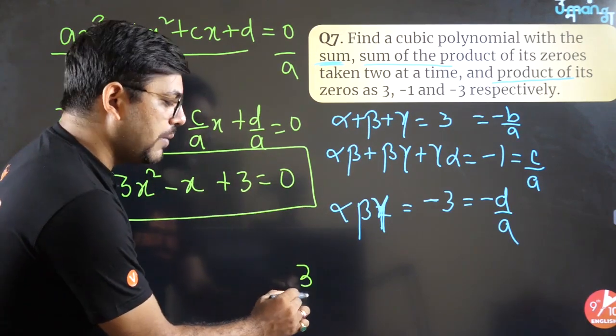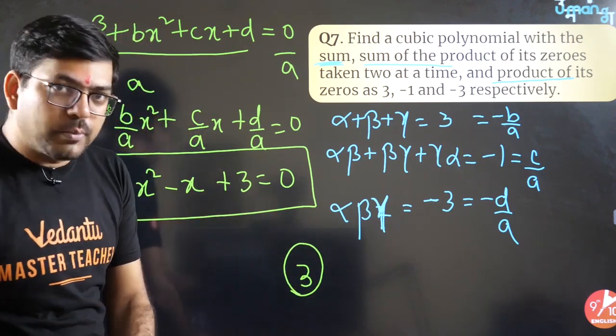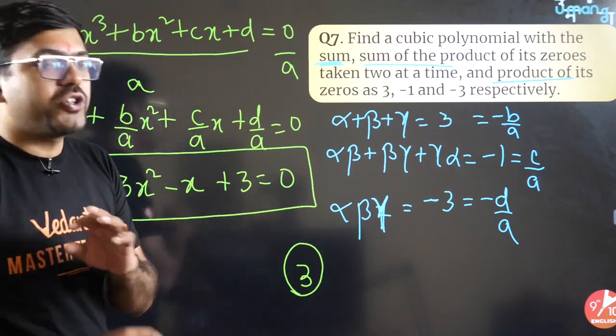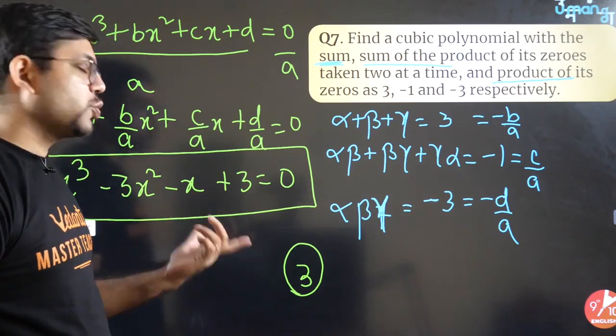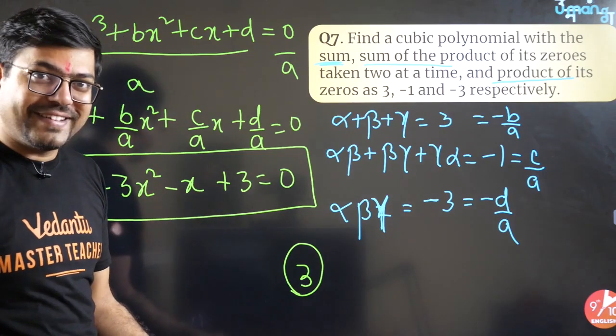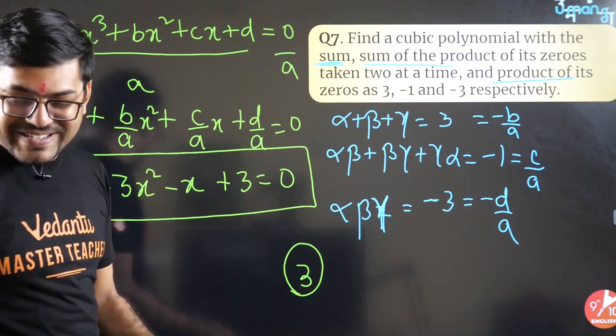And this is a 3 marker. I am not joking at all. It is a sure short 3 marker, complete 3 marker. And you got the answer so easy. Isn't that great? Okay, so did you all understand it or not?